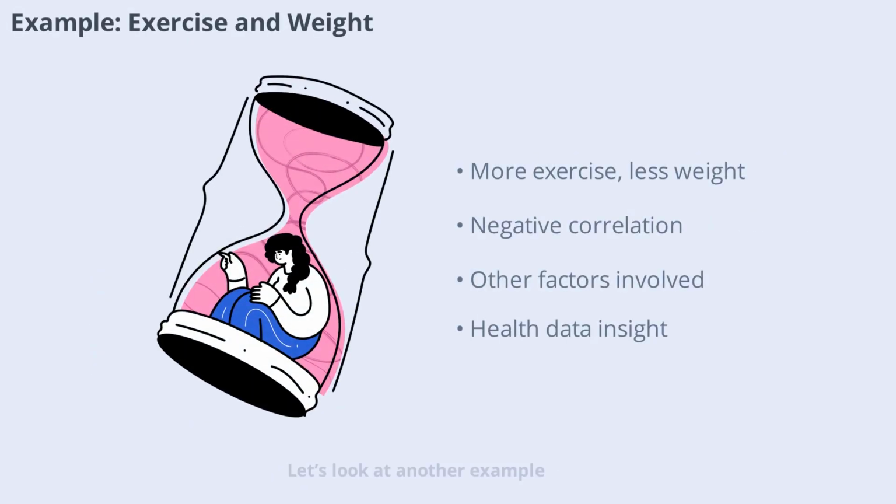Let's look at another example. Suppose you collect data on how much people exercise and their weight. You might find a negative correlation, meaning as exercise increases, weight tends to decrease. This doesn't mean exercise is the only factor affecting weight, but it shows a general trend. Examples like this help you see how correlation can reveal patterns in health and lifestyle data, making it a valuable tool for researchers and individuals alike.